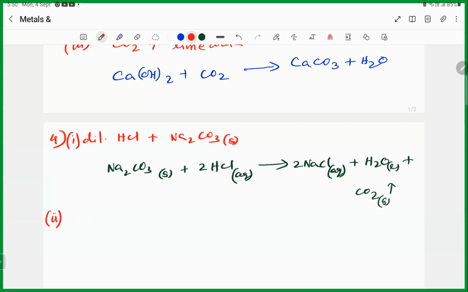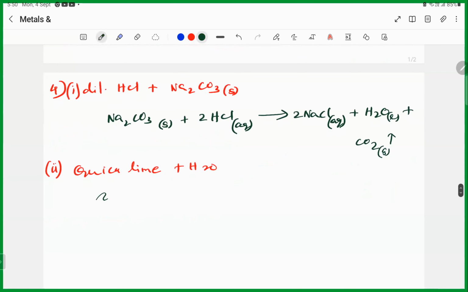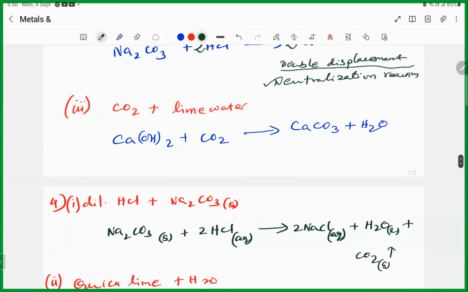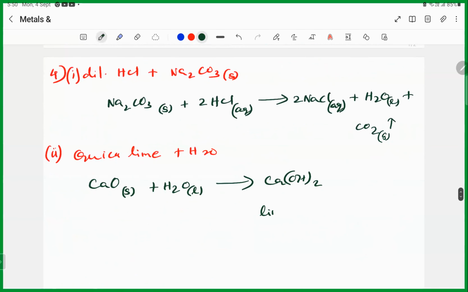Quick lime is treated with water. What is quick lime? The calcium oxide. Calcium oxide. So calcium oxide solid plus water liquid. And what is the product we will get? Quick lime gives the calcium hydroxide. So what is calcium hydroxide? Lime. It's liquid lime. It's lime water. So that will be aqueous plus heat, correct.